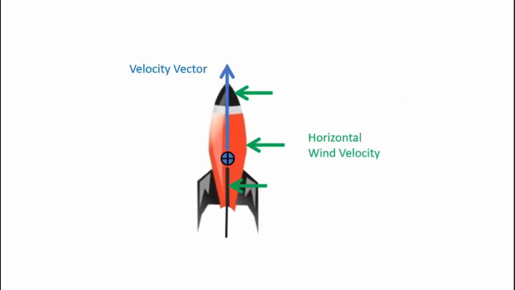Keep in mind that the magnitude of the effects of the wind will depend on a lot of things, such as the magnitude of the velocity vector and the magnitude of the wind blowing on the rocket. So in some cases, the effects might be small, but in other cases, the effects might be large.